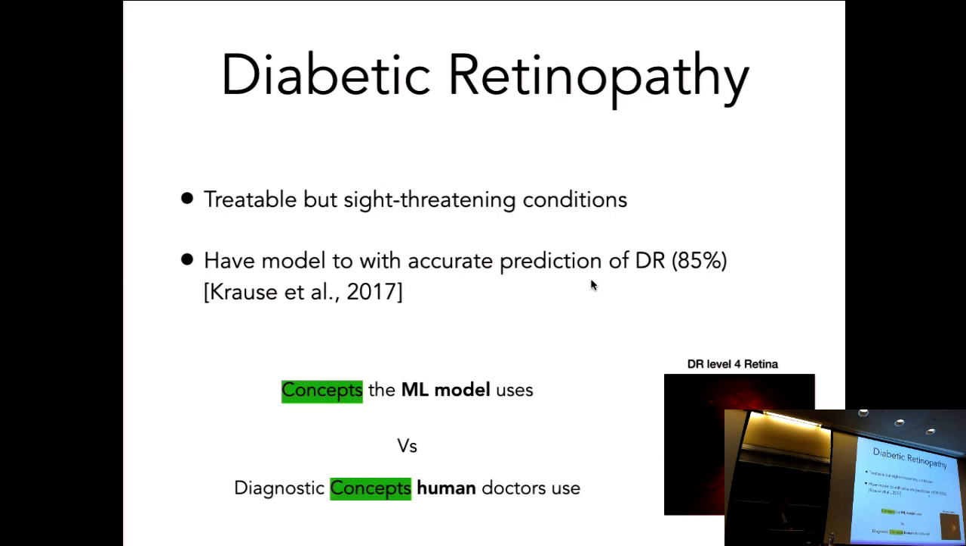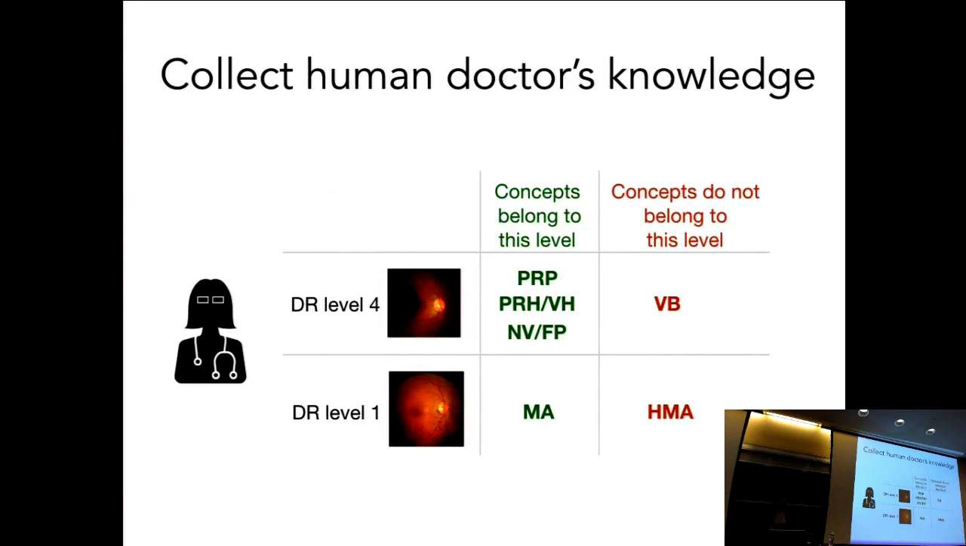My question is, this machine learning model seems great, but can we ask the model whether the concepts it's using are consistent or inconsistent with diagnostic concepts that doctors would have used? First, we went to a doctor and asked, what are the concepts that you use? She said, for DR level 4, which is a higher level of DR, we use these concepts, abbreviated because I wouldn't be able to read all the words. If these concepts exist, it's DR4. But I also look for what does not exist, like this one. And at different levels, I look for different things.